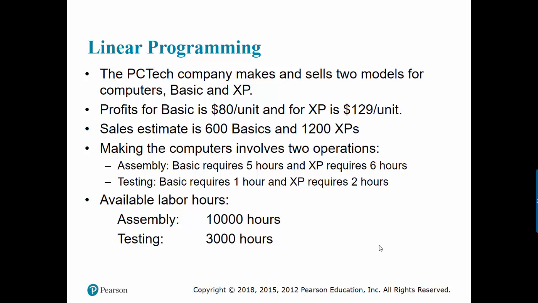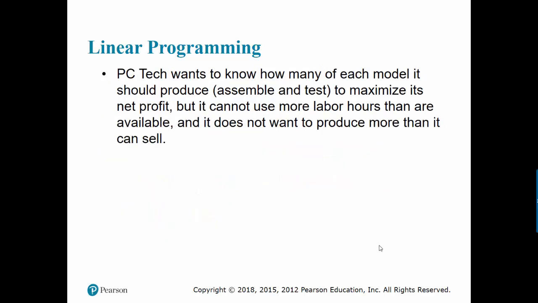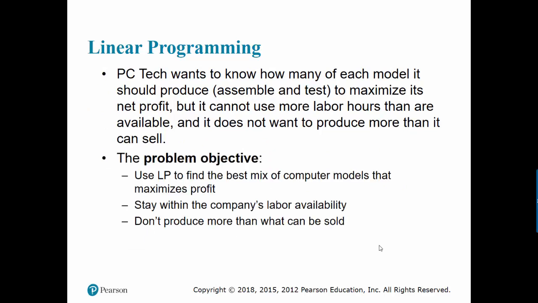The next step is to define the decision variables, and that's the most important step here. The decision is how many units of each of these two products we should make so that we can maximize the profit. The company wants to know how many of each model to produce. So the problem objective is to use LP to find the best mix of the computer models to maximize profit, stay within the labor availability, and not produce more than what can be sold. This is your broad understanding of the problem.